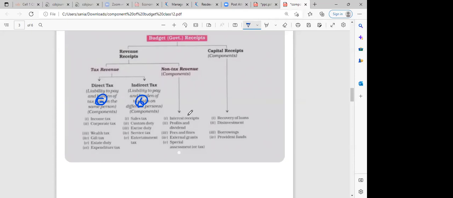And non-tax is basically where we get interest, profit, fines. See, for example, you don't have a license and you are driving your car or riding your bike, anything. A fine will be imposed on you because you don't have a license with you. So that will come under non-tax. And for example, you got fees. You went to the licensing office and said I want my license. There you paid fees. So all this will come under non-tax. Government is getting the money, right? But it is non-tax. Okay, so just draw this table quickly, everyone.